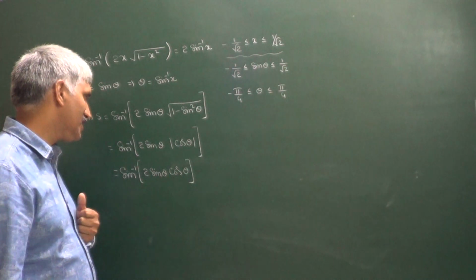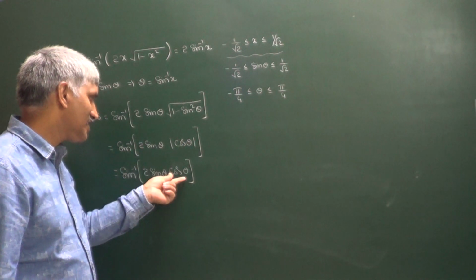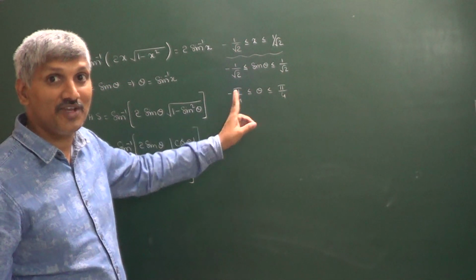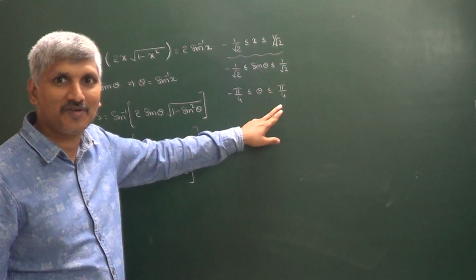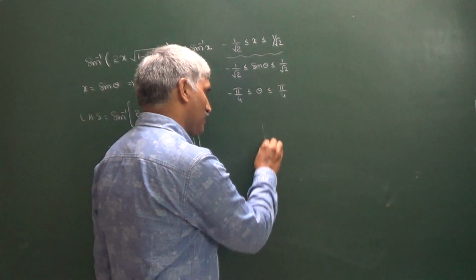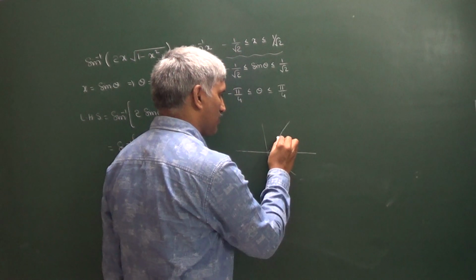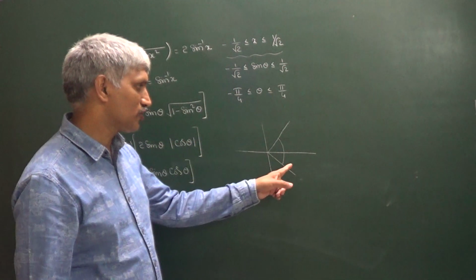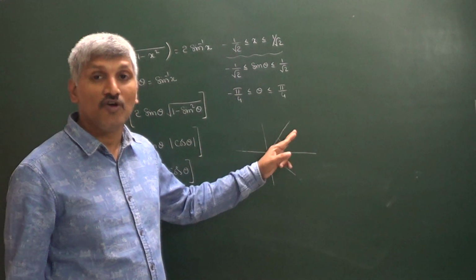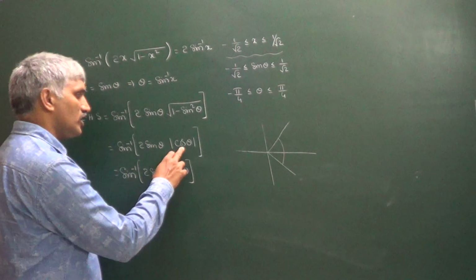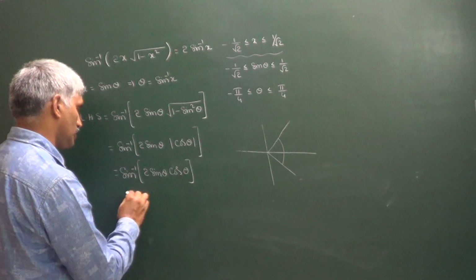Now what happens here? Why did I write mod cos theta as cos theta? Theta is there between minus pi by 4 and plus pi by 4. This is minus pi by 4 and this is plus pi by 4, so this is the fourth quadrant and this is the first quadrant. In the fourth quadrant and first quadrant cos is positive. That's why modulus of cos theta we can write as cos theta.